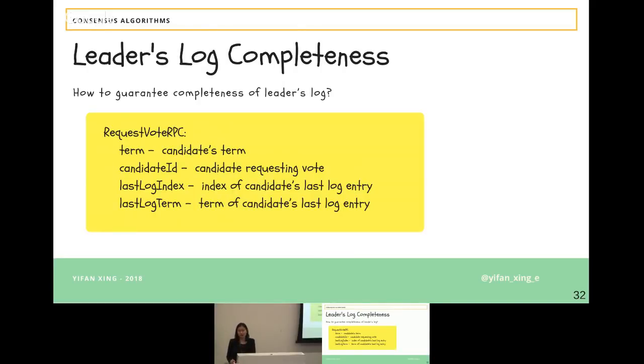How do we ensure that the leader's log is complete? Basically, in the request vote remote procedure call, there are 4 things that are required. Term, which means the current candidate's term. Remember the term number that we kept talking about? Basically, that is when the last leader was elected, and once you become a candidate, you increment your term. So this term is the candidate's term. And then the ID, also the last log index. So what was the index of your last log entry? And also what was the term inside of your last log entry?